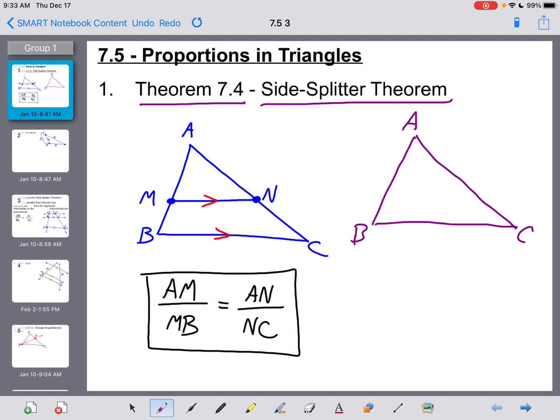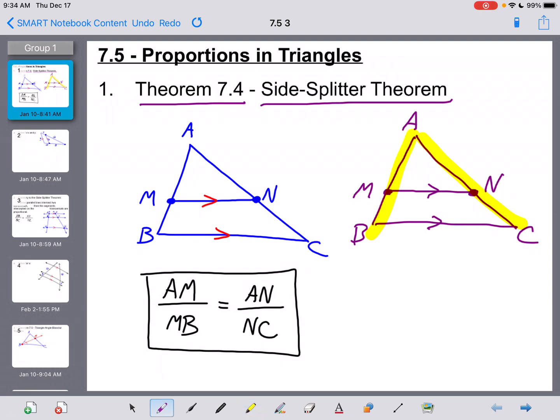I'm going to take a look at side AB, and we create point M located somewhere on that side. It doesn't necessarily have to be a midpoint, and we split line segment AB by putting M there. And then we draw the one and only line segment coming out of point M that's parallel to this side down here on the bottom. This point of intersection over here on line segment AC, we call N. We call this the side splitter theorem because we're splitting two sides of the triangle, line segment AB and line segment AC, not necessarily in half, but we split them that way.